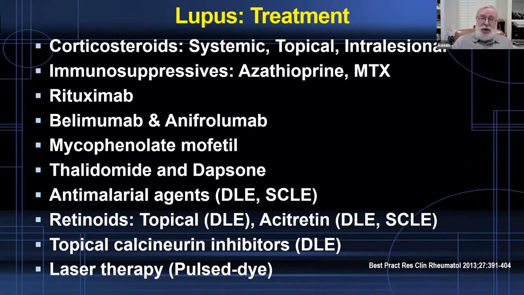Immunosuppressants, of course, azathioprine and methotrexate. Rituximab may be helpful by decreasing autoantibody production. Belimumab and anifrolumab, I'll talk about them in just a second. Mycophenolate may be helpful, but it's not a really great treatment. Thalidomide might be helpful, but again, its rate-limiting thing is the development of neuropathy. Antimalarial agents, not for systemic lupus, but for discoid and subacute cutaneous lupus, are treatments of choice. Retinoids, both topically and systemically, may help those same cutaneous lupus disorders. Topical calcineurin inhibitors might be useful for discoid lupus, and pulse dye laser has been helpful. A large menu. Again, many patients with collagen vascular disease are co-managed with rheumatology.